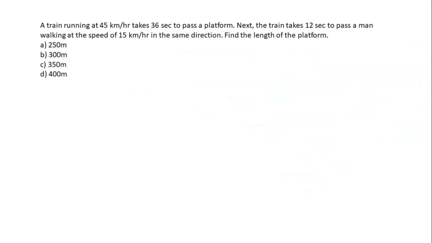Good job. Next question. A train running at 45 kilometers per hour takes 36 seconds to pass a platform. Next, the train takes 12 seconds to pass a man walking at 15 kilometers per hour in the same direction. Find the length of the platform.